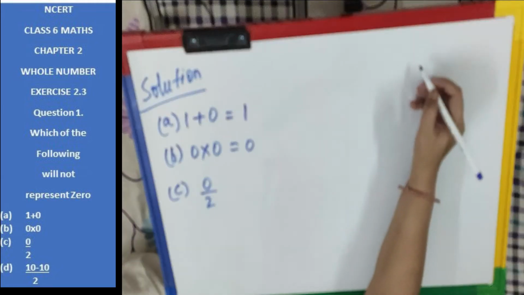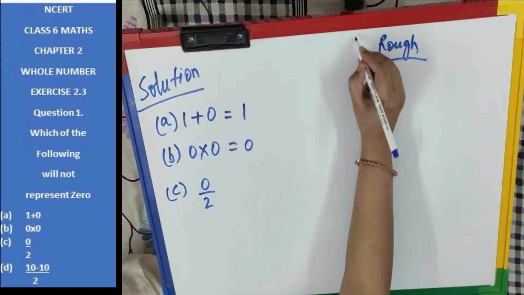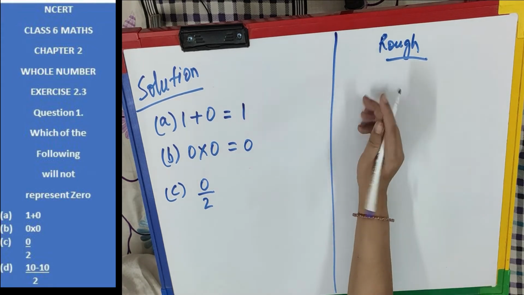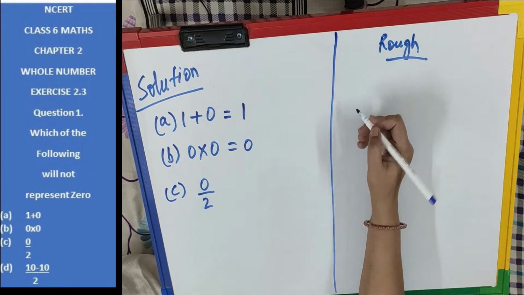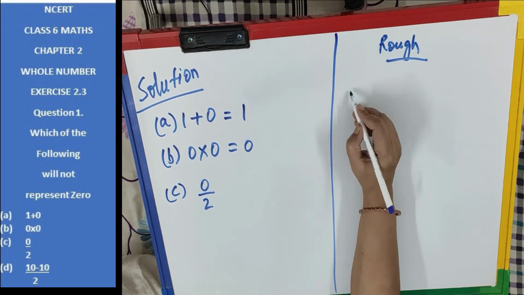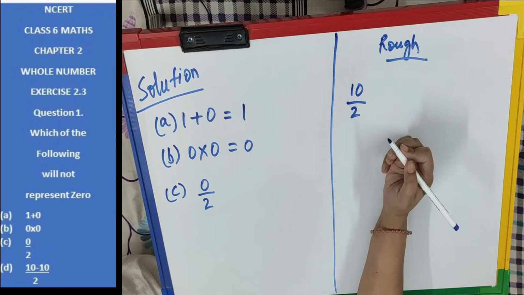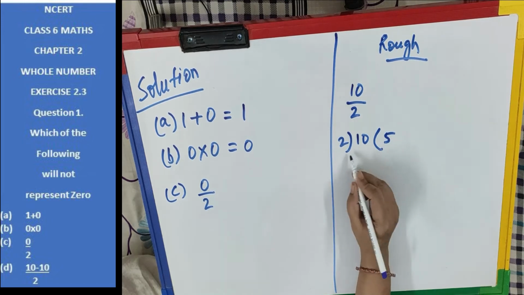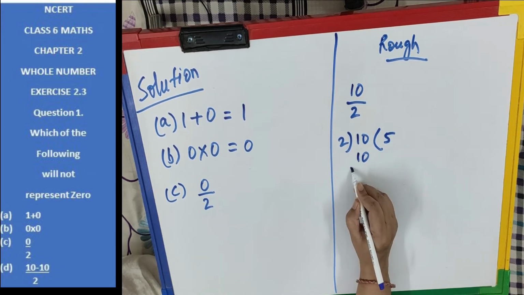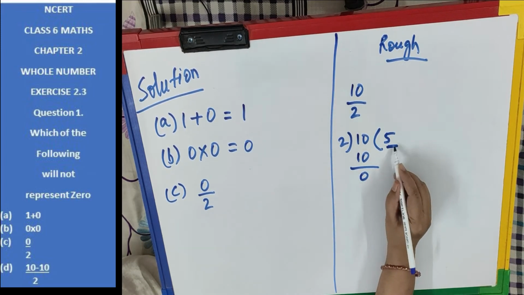So in this rough space I will explain how to divide 0 by 2. See, 0 seems to be difficult for some students, so let us first see if we divide any number by 2. Suppose we take 10. 10 is divided by 2. 2 fives are 10. 10 minus 10 is 0, so the remainder is 0. It means the quotient is 5. The answer is 5.